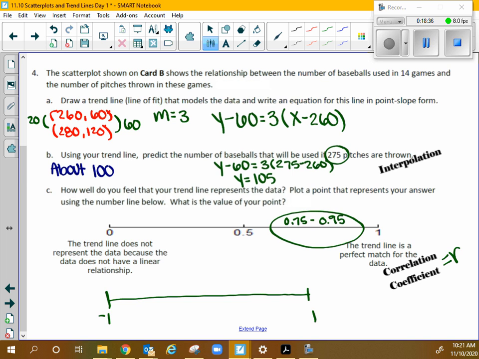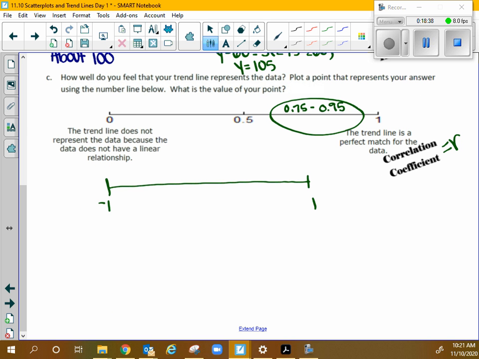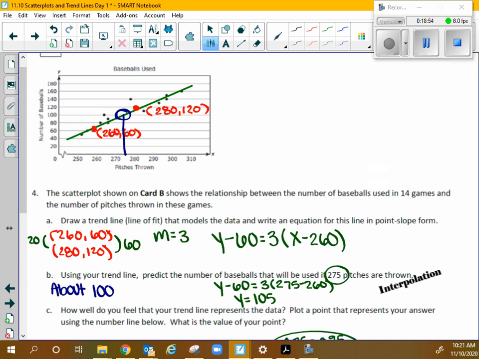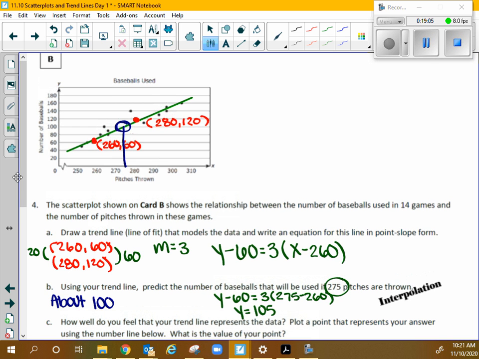Yes. How I got such a large range? Because 0 is no correlation. When you look at those points and you look at your trend line, do I have a lot of points that are way far off my line? They're pretty close to a straight line. So the closer it gets to a straight line, the closer you get to 1 or -1.